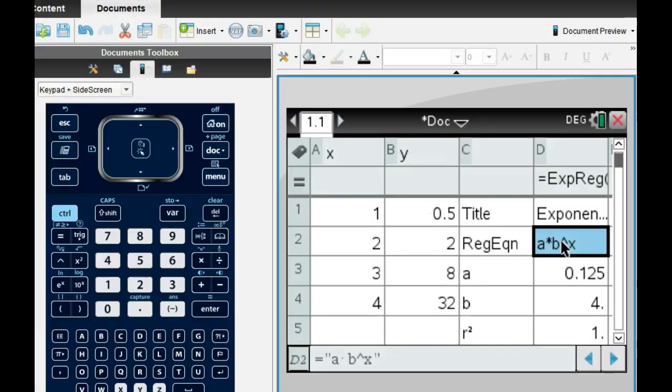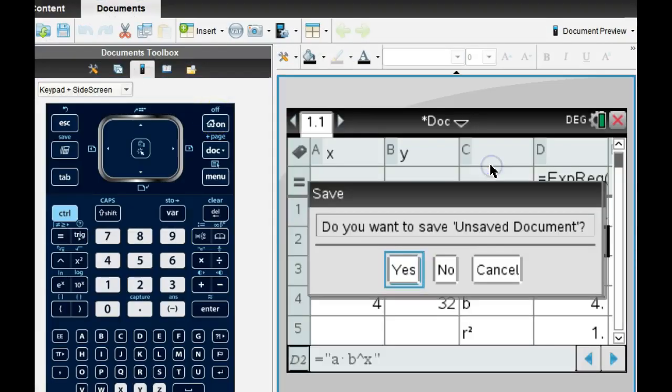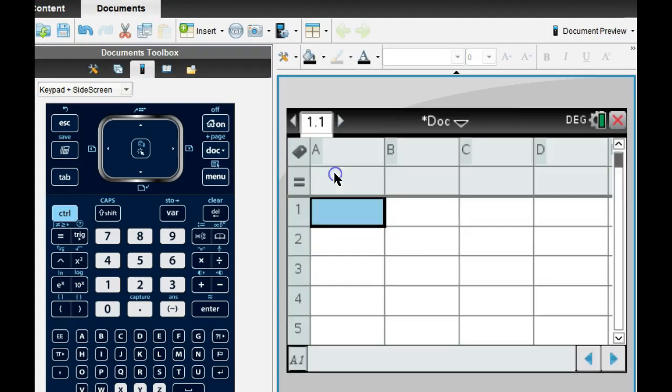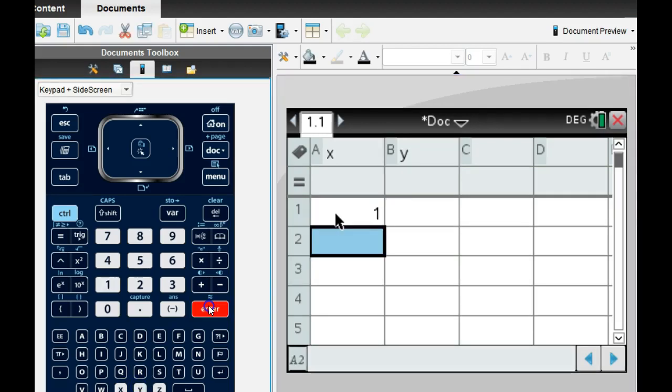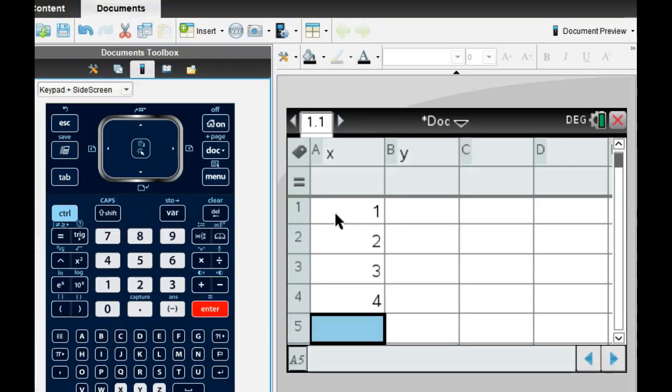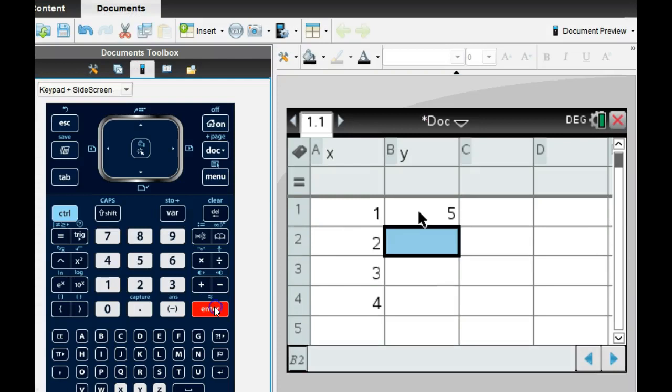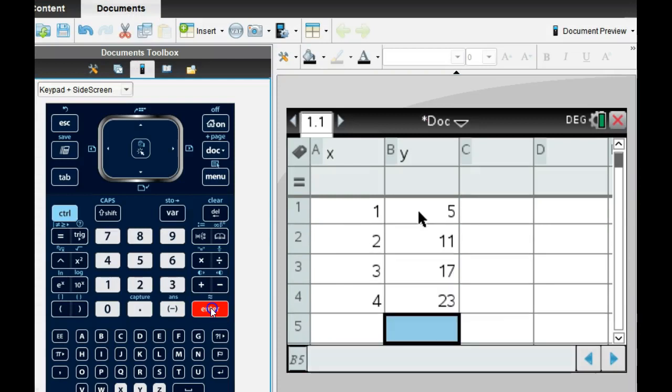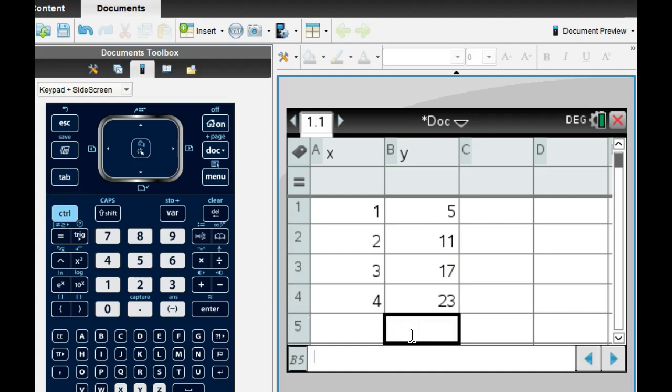So on my calculator, do a new document, list and spreadsheets. What has to be up here? X and Y. So once I type it in, now I really only have to type in 3 of them, like I told y'all, but whatever, we'll do them. 1, 2, 3, 4, 5, 11, 17, 23. Okay, does everyone see this? There's a blue box right here. Not a white box like that, not a blue box on a number, but a blue box on a blank.